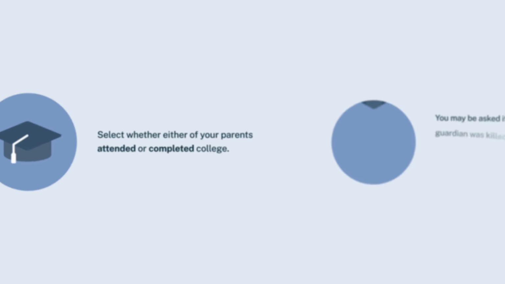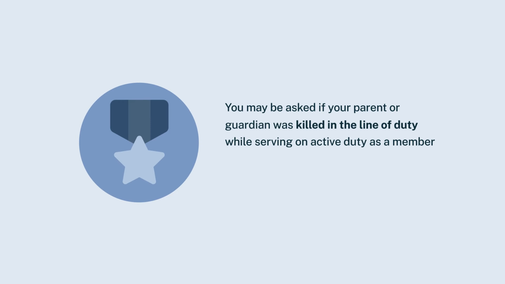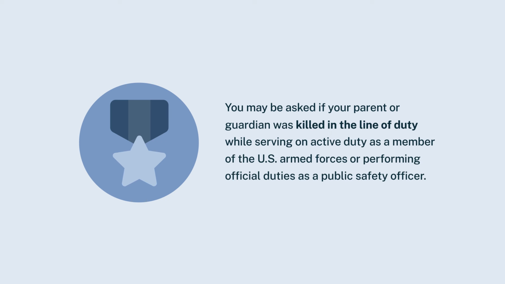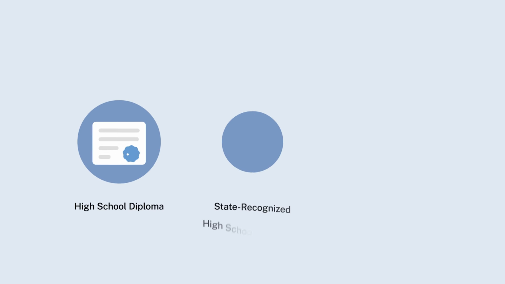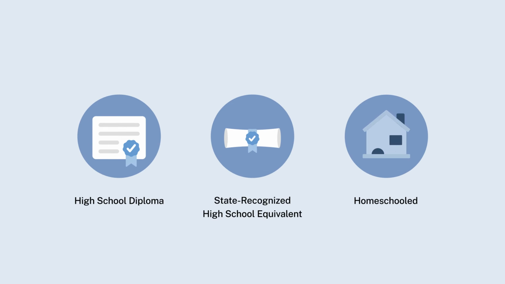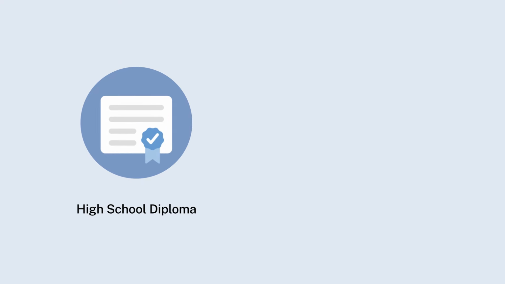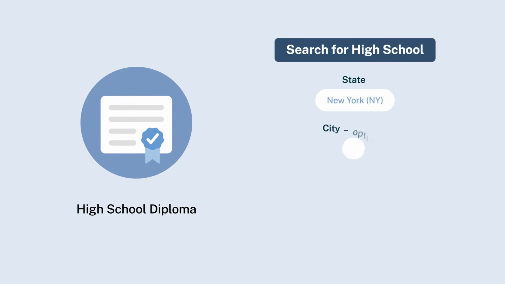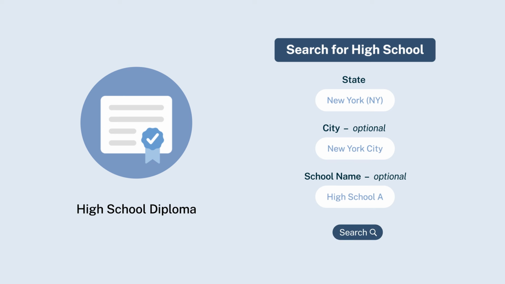You may be asked if your parent or guardian was killed in the line of duty while serving on active duty as a member of the U.S. Armed Forces or performing official duties as a public safety officer. The next question will ask you to select your high school completion status, and if you select high school diploma, you'll enter the state, city, and school name to search for your high school. Once you've found your high school, you'll be asked to confirm your selection.